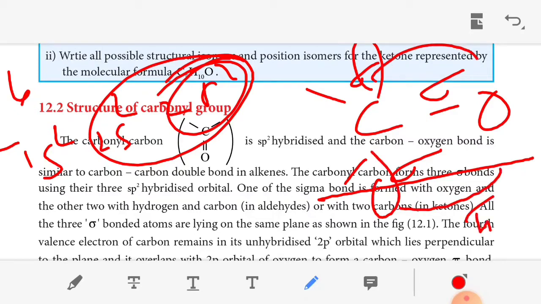Then the oxygen atom has two non-bonding pairs of electrons which occupy the remaining orbitals. Oxygen is the second most electronegative atom, so it attracts the shared pair of electrons between the carbon and the oxygen towards itself.